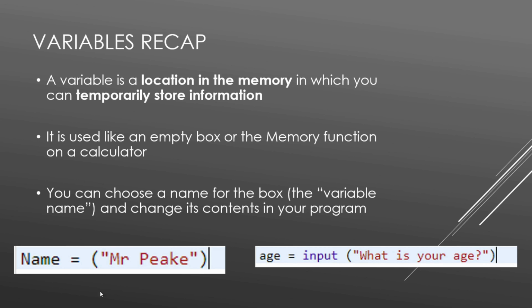So here I've got two examples. I've got name equals Mr. Peak, so I'm storing someone's name inside of this variable here, so I've called it name because that makes sense. And then here I'm asking for an input, so I'm asking someone to enter their age, and of course I've named that variable age because that's appropriate to the information that's stored inside.